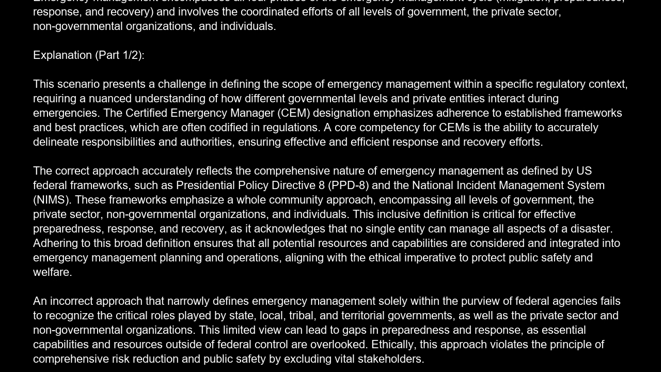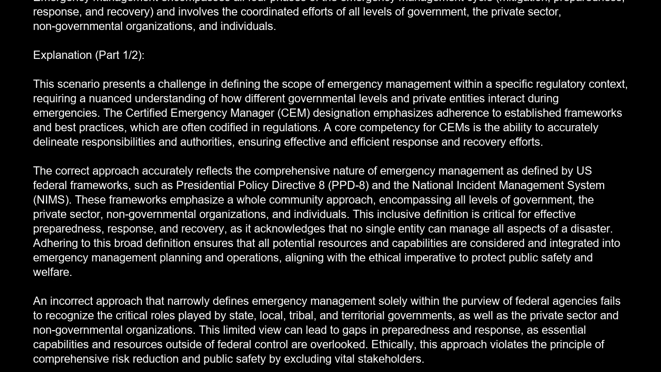The correct approach accurately reflects the comprehensive nature of emergency management as defined by U.S. federal frameworks, such as Presidential Policy Directive 8 (PPD 8) and the National Incident Management System (NIMS). These frameworks emphasize a whole community approach, encompassing all levels of government, the private sector, non-governmental organizations, and individuals. This inclusive definition is critical for effective preparedness, response, and recovery, as it acknowledges that no single entity can manage all aspects of a disaster. Adhering to this broad definition ensures that all potential resources and capabilities are considered and integrated into emergency management planning and operations, aligning with the ethical imperative to protect public safety and welfare.